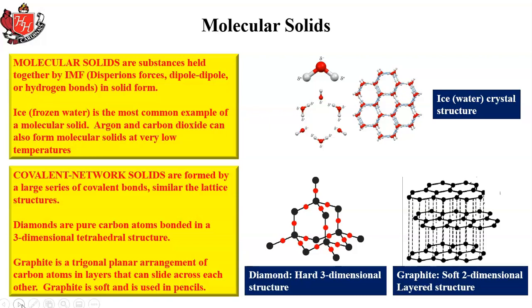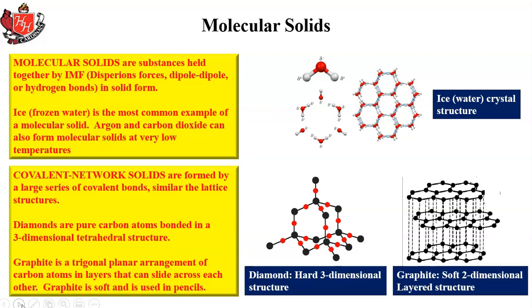Covalent network solids are formed by a large series of covalent bonds, similar to lattice structures. Diamonds are pure carbon atoms bonded in a 3-dimensional tetrahedral structure. So if you look closely at that diamond, you can see that the black are the carbons, and the reds are the hydrogens, and you can see that they are forming tetrahedrons, and there are a bunch of tetrahedrons attached to each other in 3 dimensions. And that's what makes diamond such a hard element, that it is a 3-dimensional network lattice.